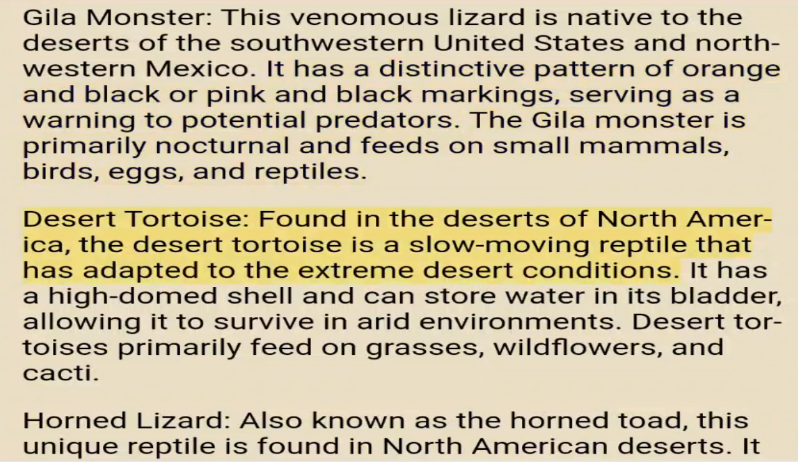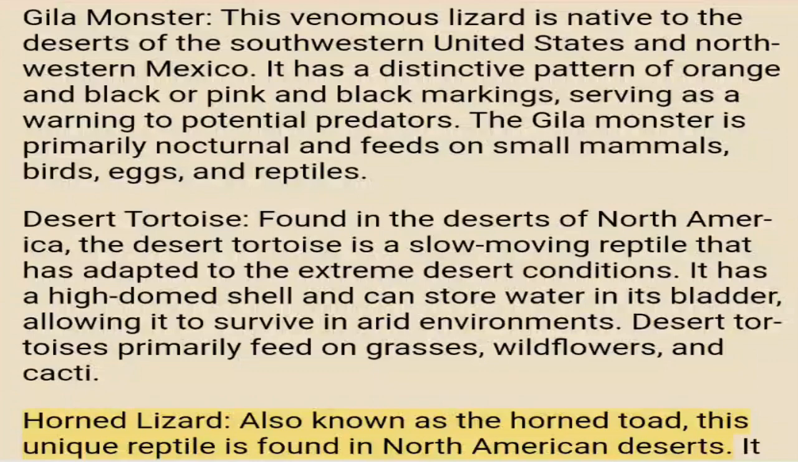Desert tortoise. Found in the deserts of North America, the desert tortoise is a slow-moving reptile that has adapted to the extreme desert conditions. It has a high dome shell and can store water in its bladder, allowing it to survive in arid environments. Desert tortoises primarily feed on grasses, wildflowers, and cacti.